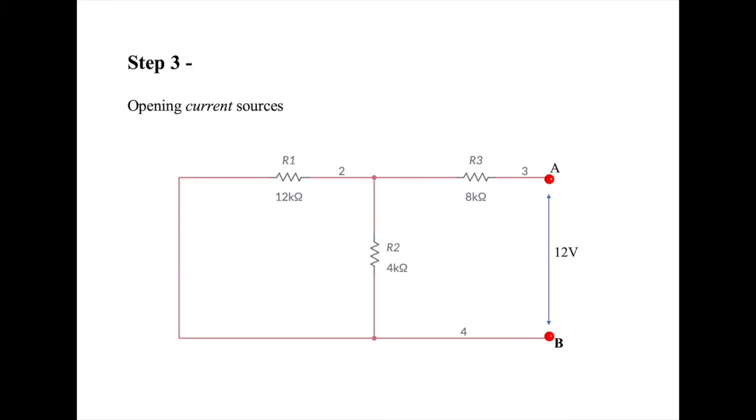Now from here, in this third step, we open any form of current sources in order to calculate the open circuit resistance or the Thevenin's resistance. In this example, you can see that entails removing the 48 volt source.